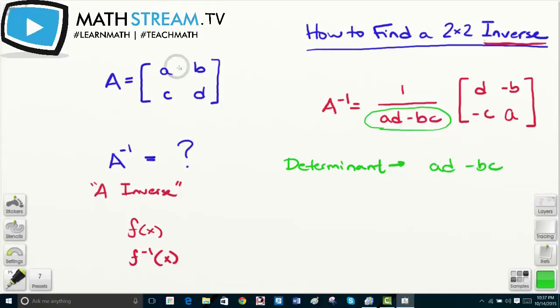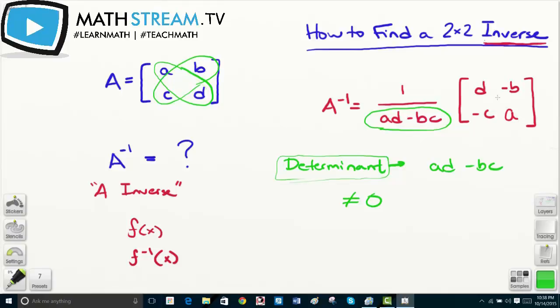And that comes from the diagonals. So a times d is on the first diagonal, minus b times c, the elements on the other diagonal. And that number, as long as it does not equal 0, determines for us whether or not there's an inverse to this matrix. So a matrix has an inverse if and only if the determinant does not equal 0. We call it a determinant because it gives us information. So ad minus bc, we get that number from the diagonals, a times d and b times c.